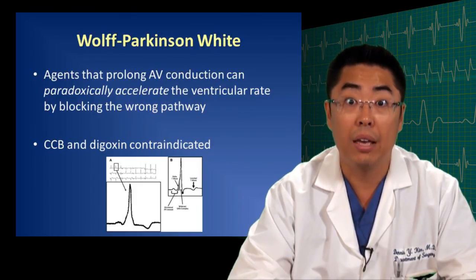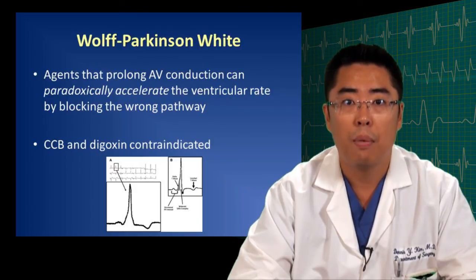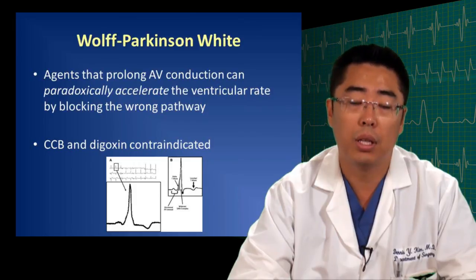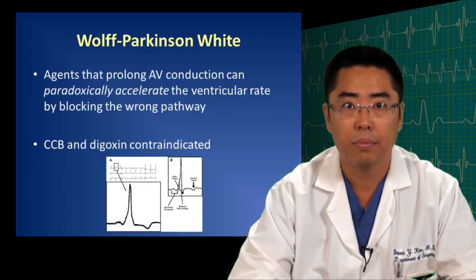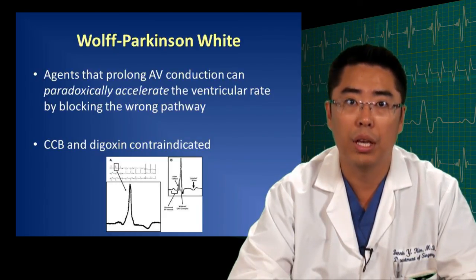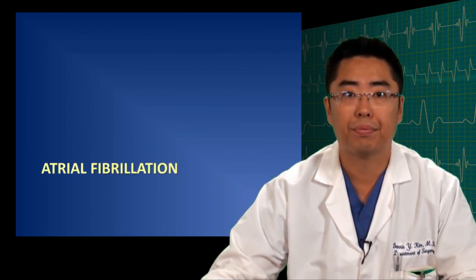Agents that prolong AV conduction, including calcium channel blockers, may paradoxically accelerate the ventricular rate. Similarly, digoxin, which has more of a vagal effect, may also lead to a worsening tachycardia as well as degeneration into ventricular fibrillation if utilized in the setting of atrial fibrillation in someone with Wolff-Parkinson White syndrome.